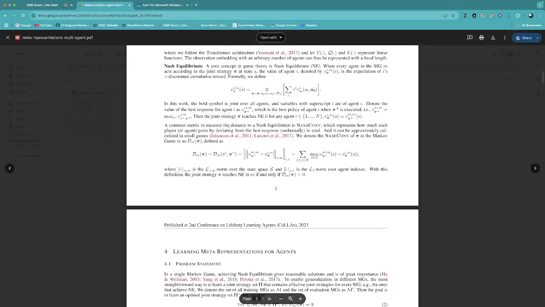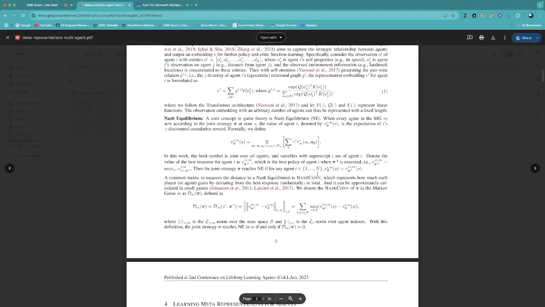A common metric to measure the distance to a Nash equilibrium is Nash conv, which represents how much each player or agent gains by deviating from its best response in total. And it can be approximately calculated in small games. We denote Nash conv of pi in the Markov game M as dm pi, defined this way. With this definition, the joint strategy pi reaches Nash equilibrium in M if and only if dm pi equals 0. So that's basically what they're defining.